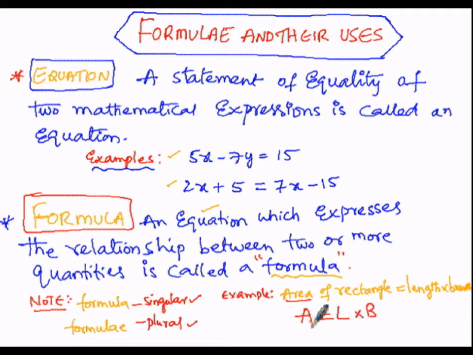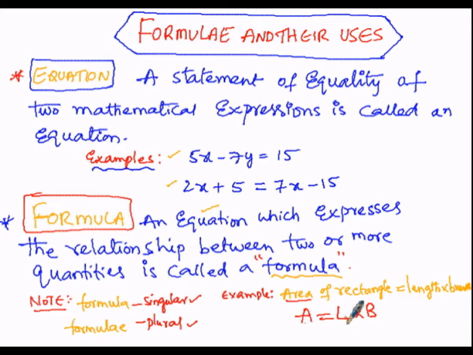Here this is an equation consisting of three different variables: one is A, the other is L, the other is B. This equation is expressing a relationship between area, length and breadth. As the length and breadth increase, automatically the area of that particular rectangle also increases. As the measures of the length and the breadth of the rectangle decrease, then automatically the area of that rectangle will also decrease. There is such a relation.